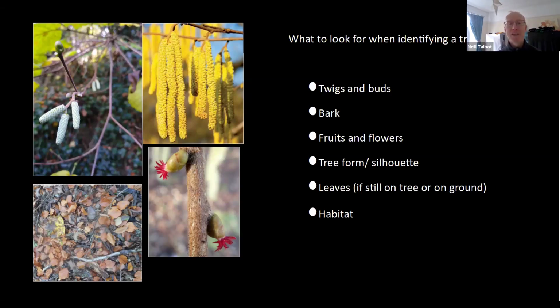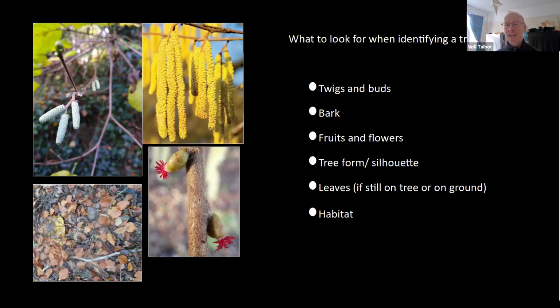A lot of people call the hazel catkins lamb's tails, but you'll get catkins on species like willows and birch as well, and they can help you identify the different species. The picture on the bottom right is of hazel female flowers, and these are tiny pink flowers. They're quite difficult to spot, but you can actually see them growing on the buds, and they're beautiful little flowers. So that's something else to look out for.